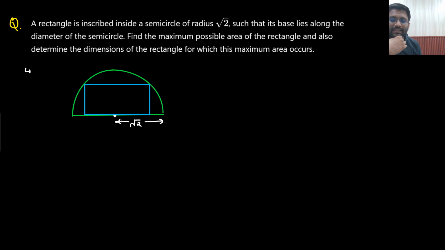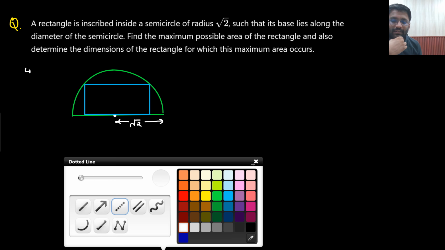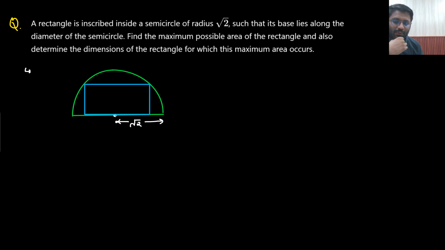So what I can see is that, sir, if this value is under root 2, then this value will also be under root 2 only, no? Because this is also a radius. What I need to maximize? First of all, let's find out what we need to maximize. Maximum possible area. That means we need to maximize the area.